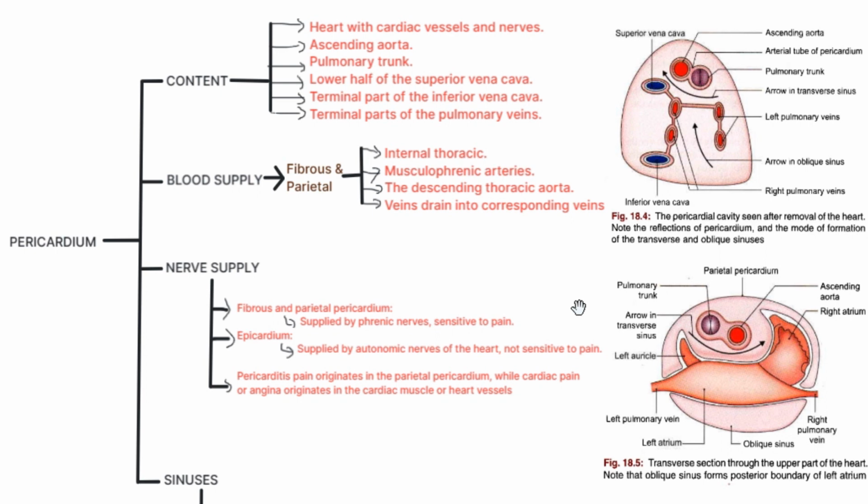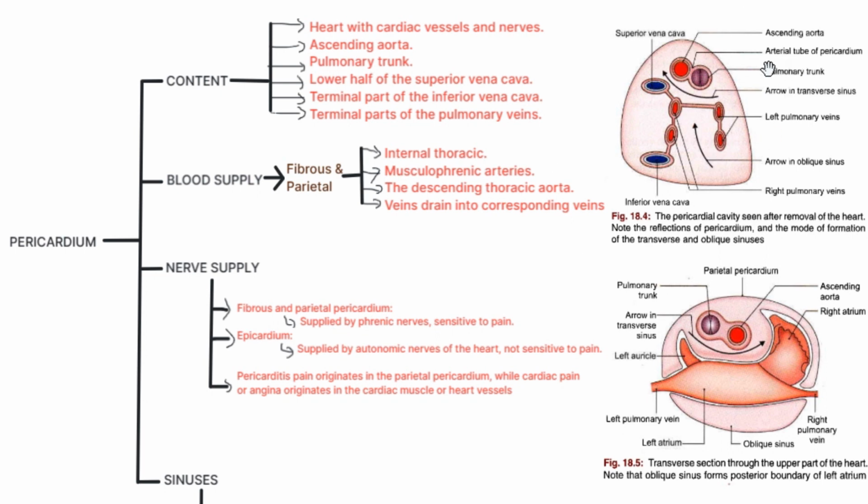So we said the fibrous and parietal pericardium are supplied by the phrenic nerves and they are sensitive to pain. The epicardium is supplied by autonomic nerves of the heart and is not sensitive to pain. Pericarditis pain will originate in the parietal pericardium, and cardiac pain or angina will originate in your cardiac muscles or the heart vessels.